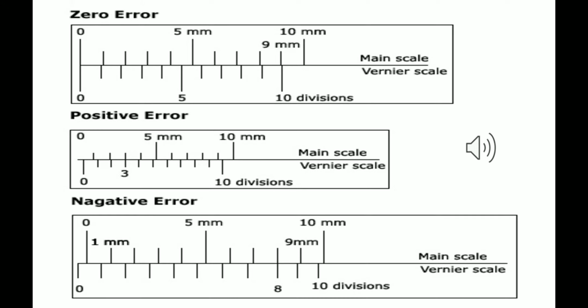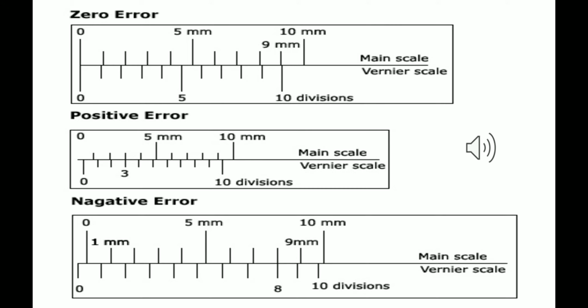So there are two conditions. There are two kinds of zero error in a vernier caliper. The first one is positive zero error. Here, if the 0 of the vernier scale is towards the right of the 0 of the main scale, it is positive zero error. If the vernier scale reading has crossed the 0 of the main scale and is moving further, then that is positive zero error. And if it is before the main scale 0, then that is a negative zero error.